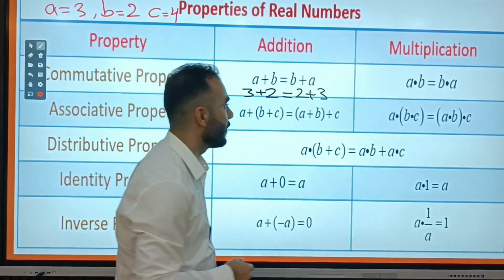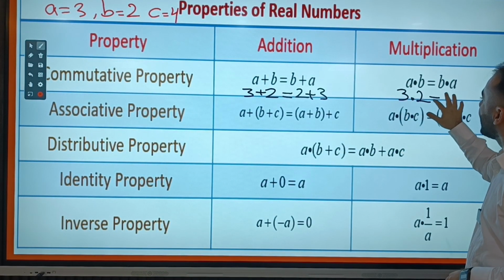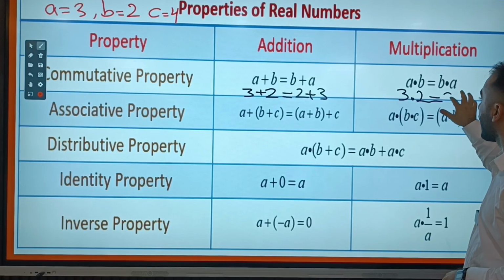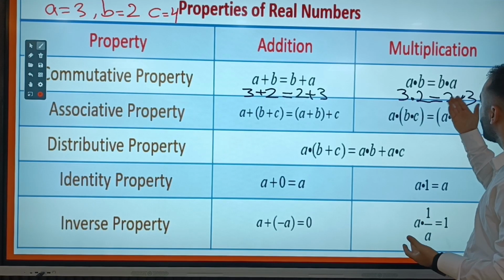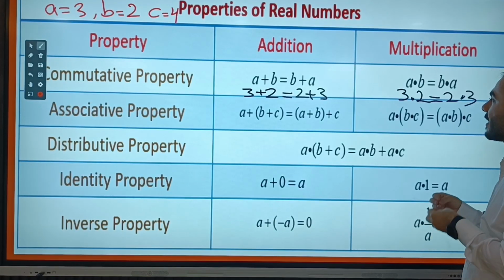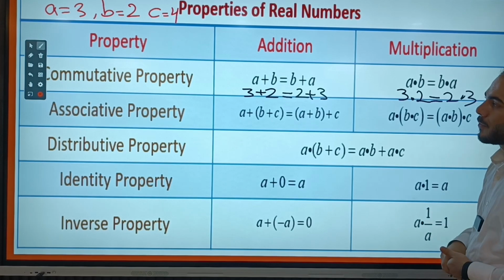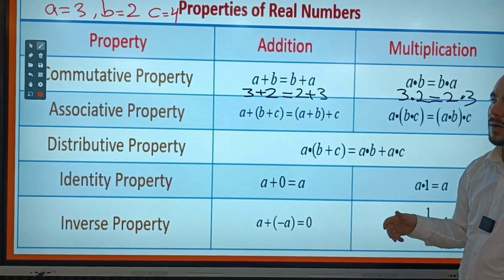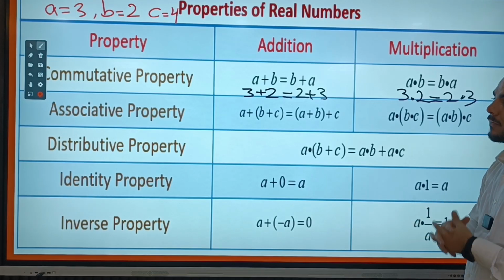How about for multiplication? Again, we have 3 times 2. The question is, is it equal to 2 times 3? Absolutely. 3 times 2 is 6. 2 times 3 is 6. So it means the commutative property is satisfied for multiplication as well. That was about the commutative property, which is all about playing with the place of the numbers.